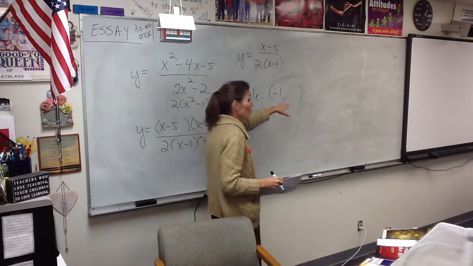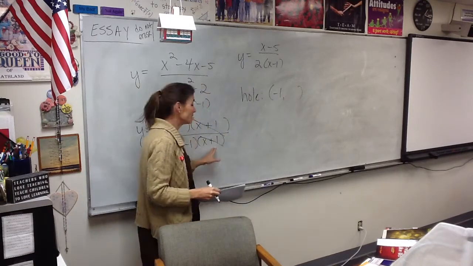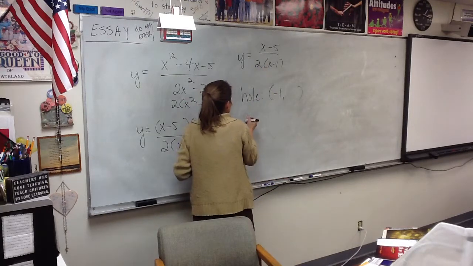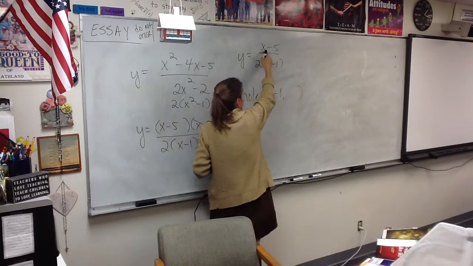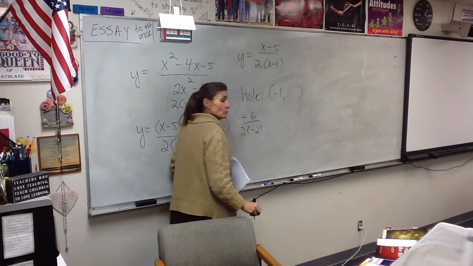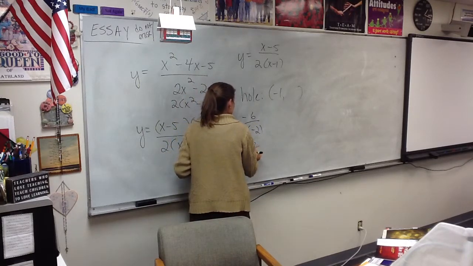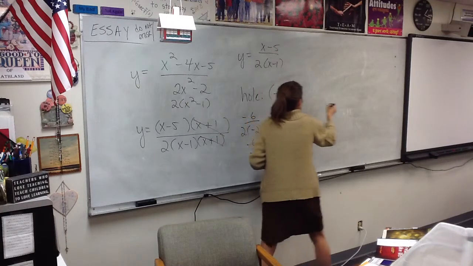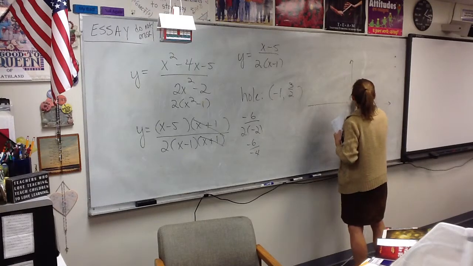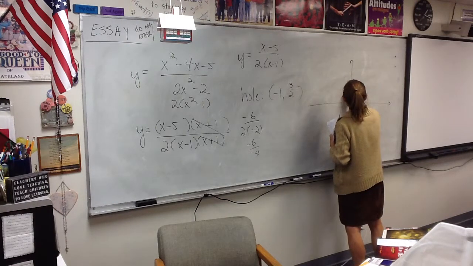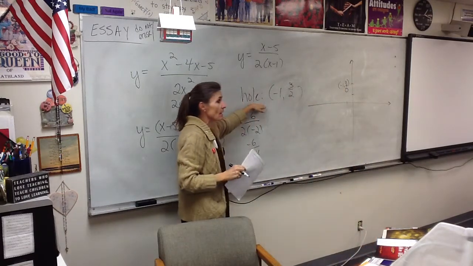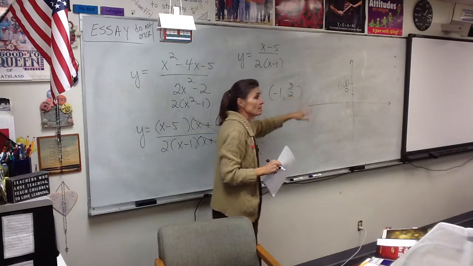To get the y coordinate, I will take the negative 1 that came out of the x here, and I will plug it in. So I'll get negative 6. I'm plugging in negative 1 right here. So I get negative 6 over 2 times negative 2. Negative 4. So negative 6 over negative 4 reduces to 3/2. 1.5. So I am going to plot the point at negative 1, 3/2. And it is a nice open circle because that's my hole. At negative 1, 3/2.